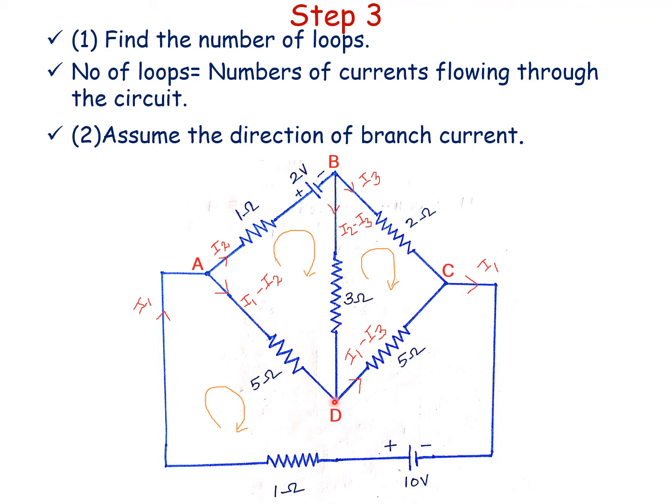So what is the net current? I1 minus I2 plus I2 minus I3. I2 and I2 get cancelled. Finally we get I1 minus I3. Now this current is I3. Both the currents are meeting at the point C. So what is the net current? I1 minus I3 plus I3 is equal to I1. Here you see the incoming current and outgoing current for the voltage source are the same. So the assumed direction of current is correct.